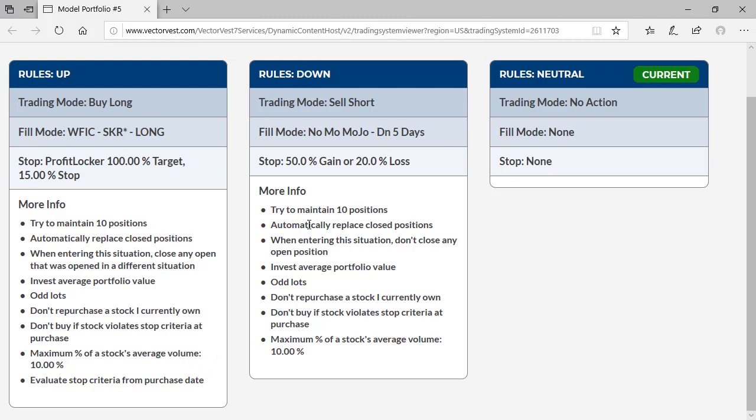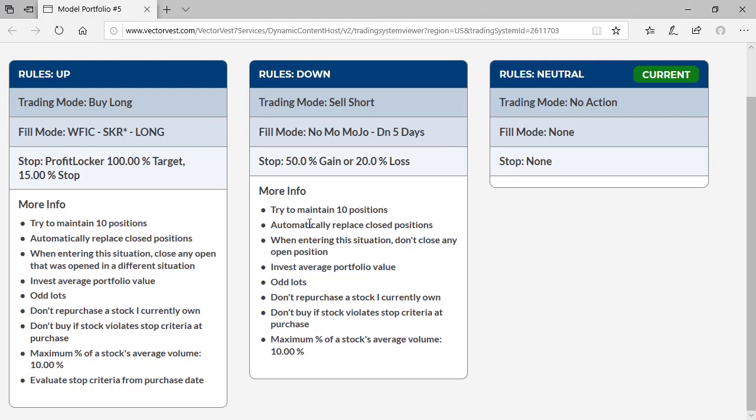We won't repurchase any stocks that we currently own, and we won't buy more than 10% of the stock's average volume. For the downside, when the RT Kicker Combo is confirming the red lights, we're going to sell short stocks from the Nomo Mojo down 5 days search. We're going to manage those positions with a 50% gain or a 20% stop loss.